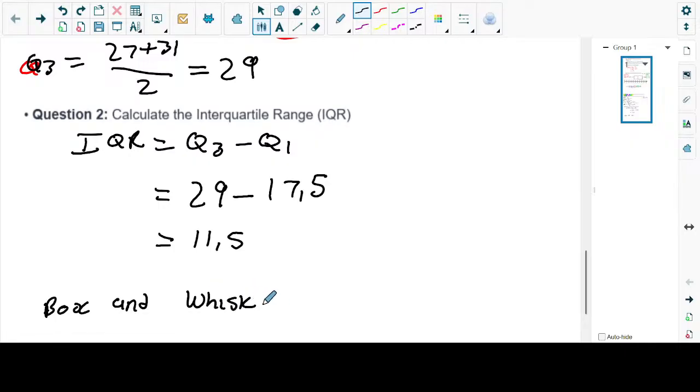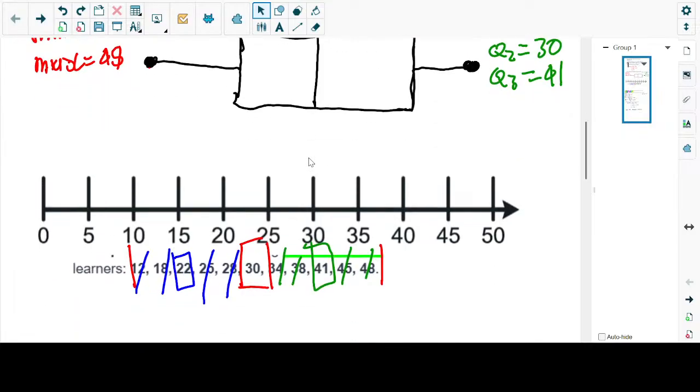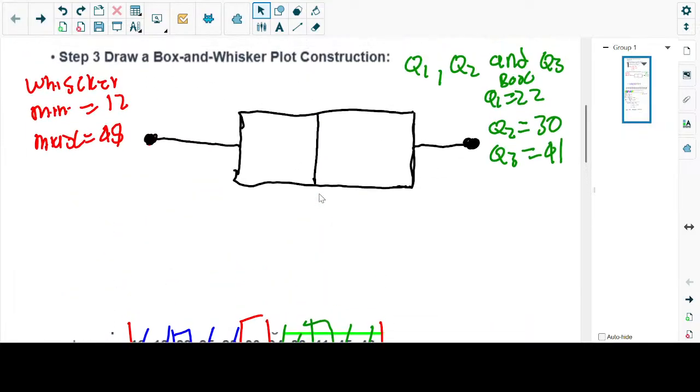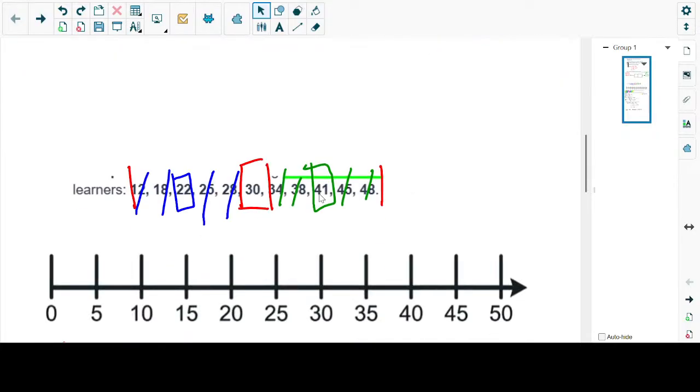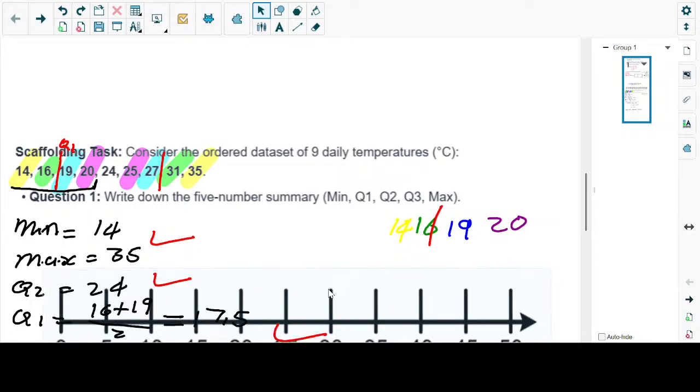Guys, I don't know how to write the spelling of whisker. If you do know it, write it in the comments. The calculator is only dealing with maths, I thought maybe it could know the spelling. They said it at the top there and I forgot: calculate, draw the box and whisker diagram. Like, guys, my memory is not good. I didn't listen to hotspot me with it.